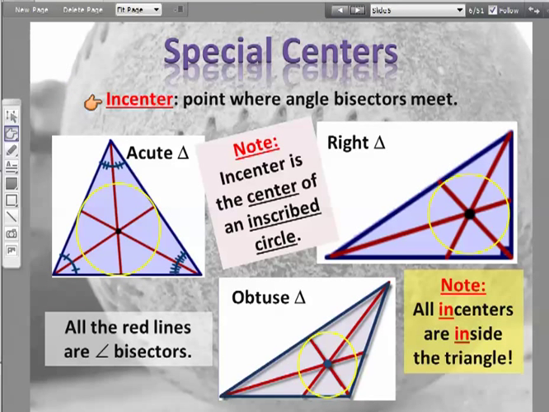First, we have an incenter, and that's the point where the angle bisectors meet. And here's a little note for you. Incenter is the center of an inscribed circle. Okay? Here's another little note I come up with. All incenters are inside the triangle. Incenters are always inside the triangle. Doesn't matter what kind you've got. So here's an acute incenter, here's the incenter of a right triangle, and here's the incenter of an obtuse triangle. And note that all the red lines that you see are all angle bisectors.